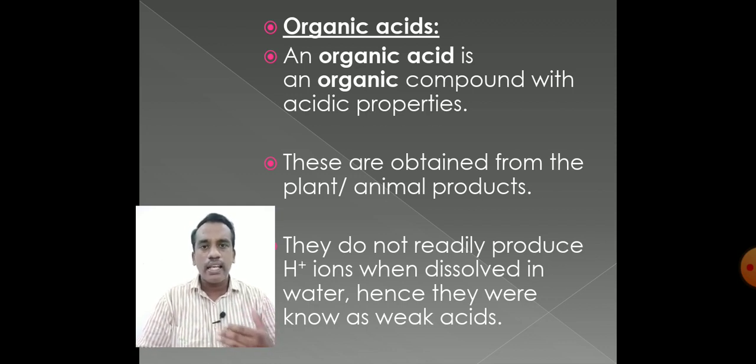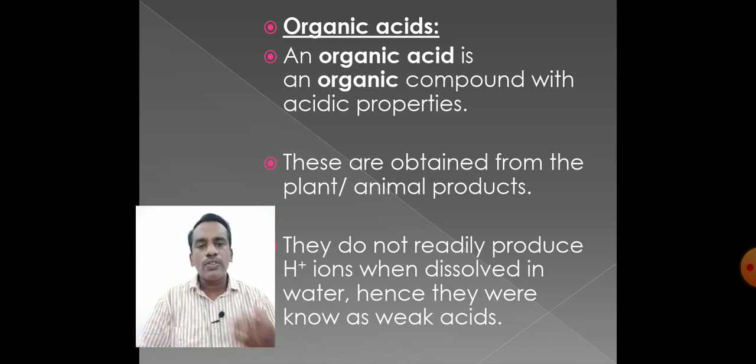Organic acids are not harmful for us, so we use them in our day-to-day life, in our homes and in the dishes that we use, because they do not dissociate into H plus ions readily. In other words, they give very few H plus ions, so they are called weak acids. Where are they obtained from? We discussed that they can be obtained from plant or animal products.